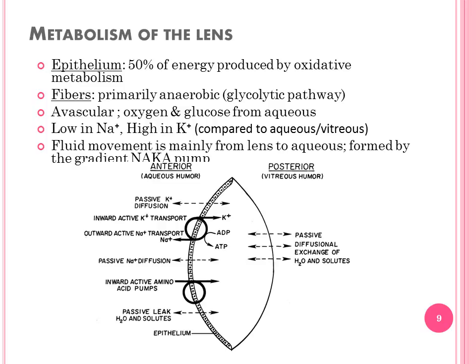It's going to create sort of an imbalance that's on purpose, and so therefore fluid is going to move mainly from the lens to the aqueous, so from the lens out. And this is also facilitated by the gradient NaK pump. NaK is just the sodium potassium ATPase pump. It's the one that requires energy. Those are therefore found in the epithelium because they need ATP in order to work. So that's just a little bit about the metabolism.